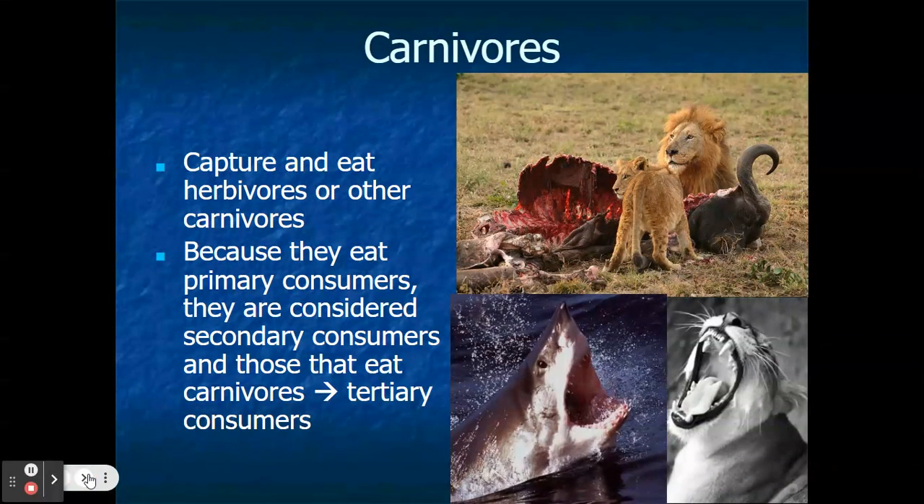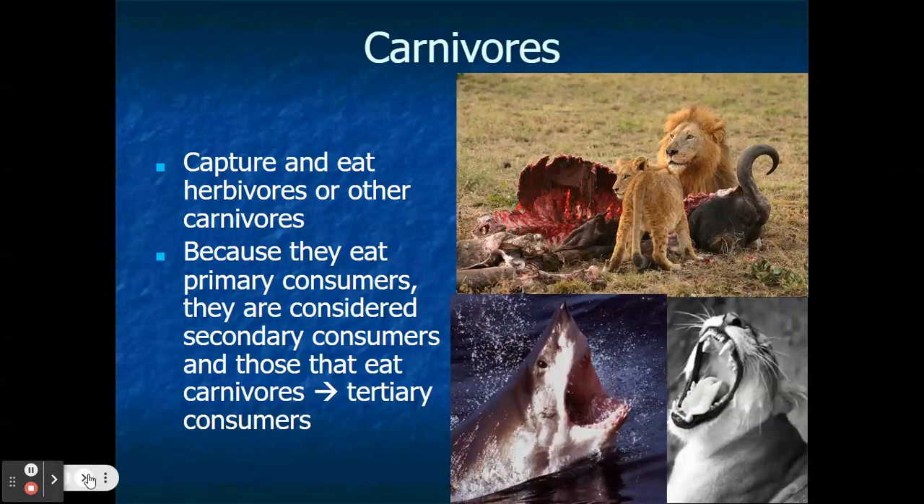Now, the second one we're going to talk about are carnivores. These ones capture and eat herbivores or other carnivores. Because they eat primary consumers, so herbivores, they are heterotrophs. Herbivores are called primary consumers because they are the first level of consumer. Anything that eats a primary consumer, so anything that eats an herbivore, or the one that eats the plant, is considered to be a secondary consumer. Any consumer that eats the secondary consumer is considered to be a tertiary consumer. Tertiary is a fancy way of saying third level.